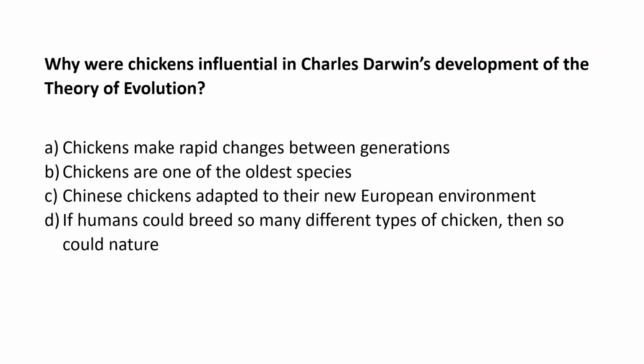Okay, now let's go for this question. Why were chickens influential for this very important person, Charles Darwin's, development of the theory of evolution? Here you have four potential answers, and the answer will be D. And why? Because Darwin thought if humans can breed so many types of chicken and have so many different traits, then nature can do something similar.